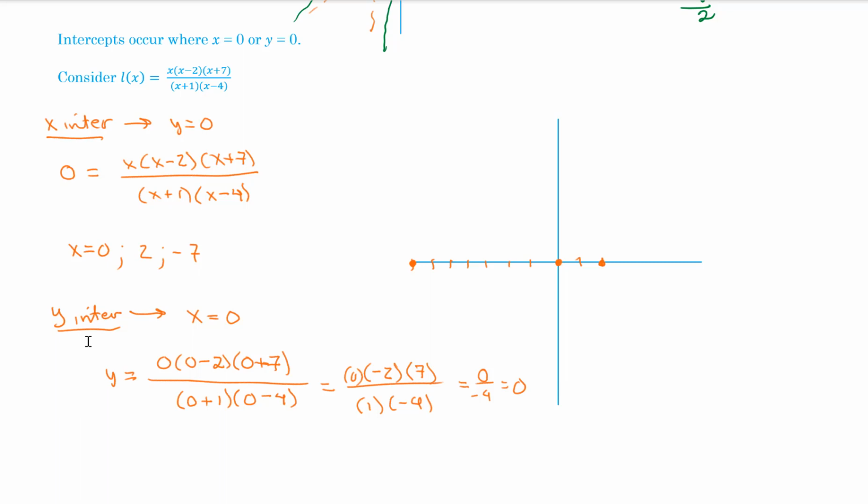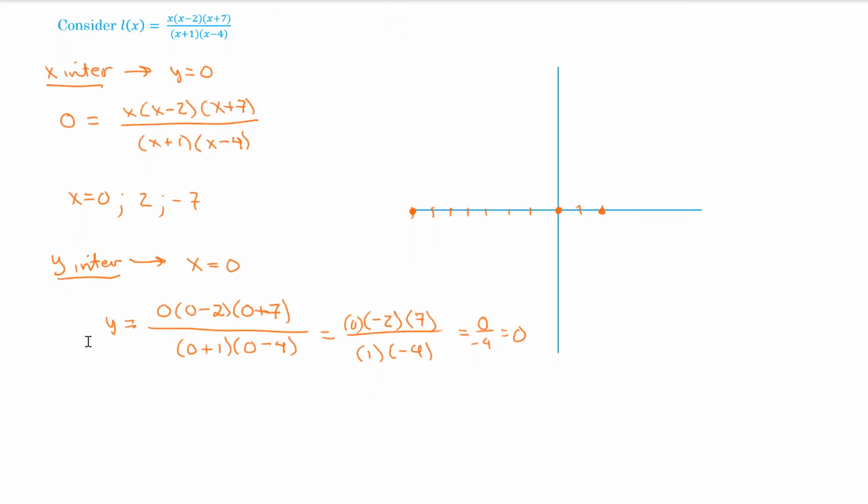The next thing we want to take a look at is where are the vertical asymptotes? The vertical asymptotes occur where the denominator is 0. So the next thing I'm going to do here is take a look at the vertical asymptotes. These occur where the denominator equals 0. Well, just looking at that real quick, it's going to be at x equals -1 or 4.